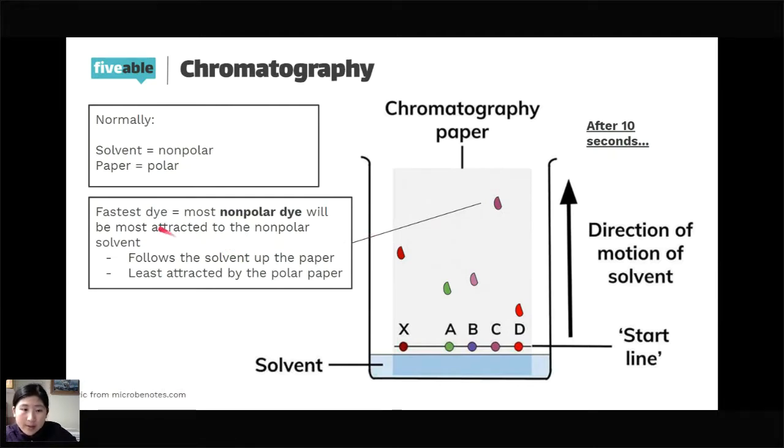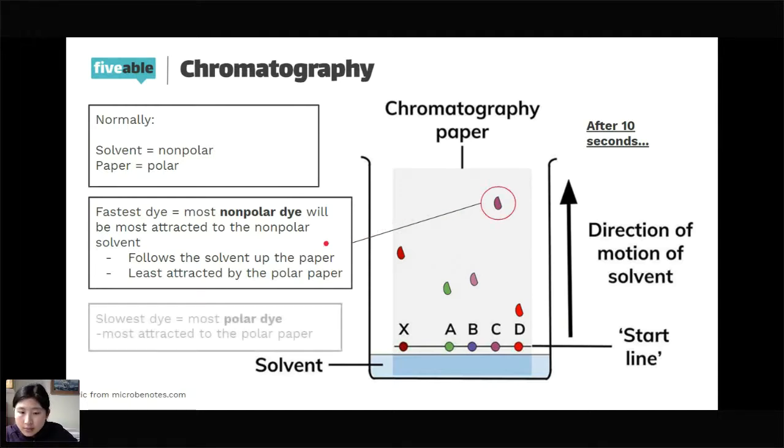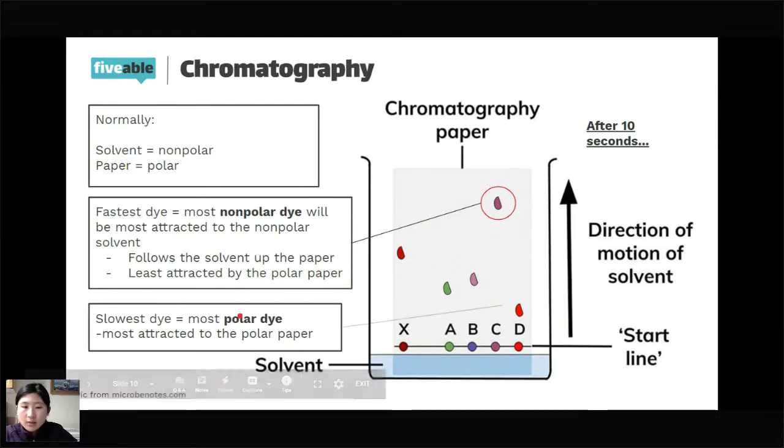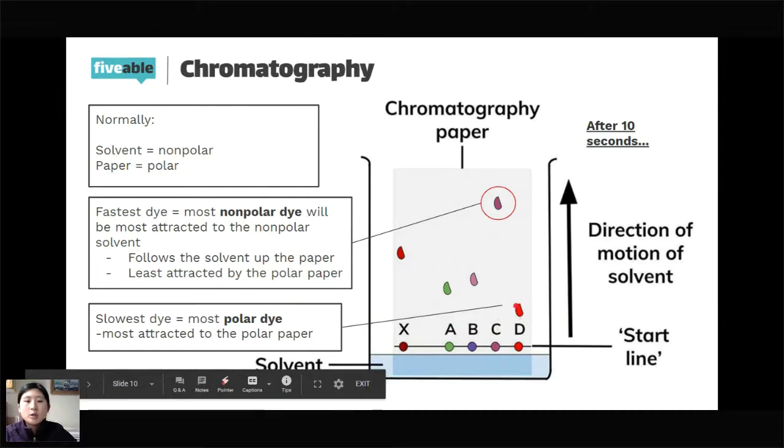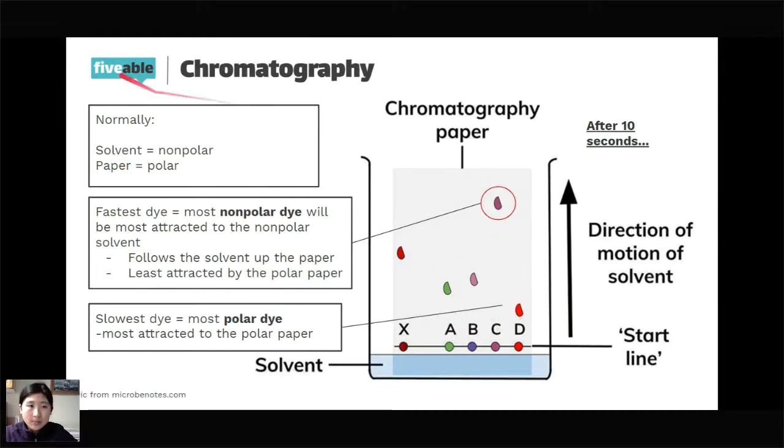All right, so the fastest dye, which is this purple one right here, follows the solvent up the paper and is least attracted by the polar paper. And the slowest dye, which is the most polar dye, is right here. It is the most attracted to the polar paper. All right, I'm going to move on.